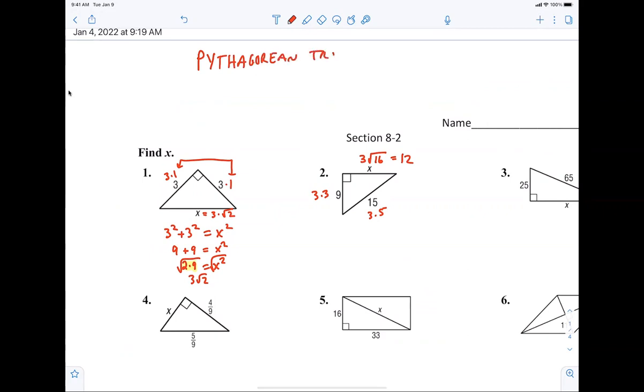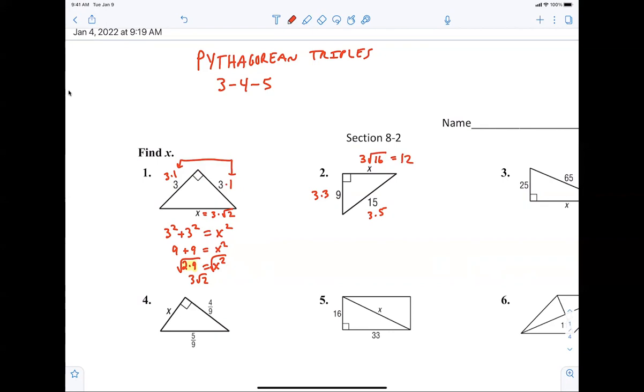I really need you to know these. It'll help you out tremendously. And if you know the triples, you don't have to do the Pythagorean theorem. You can just tell me the answer. The first one that's super major that you see all the time is 3, 4, 5.